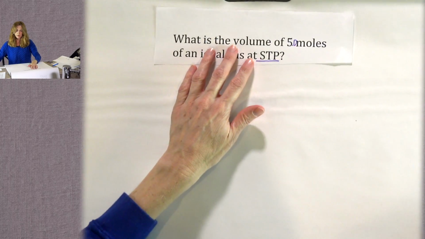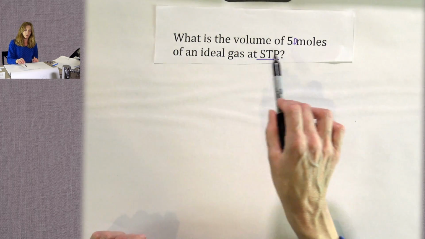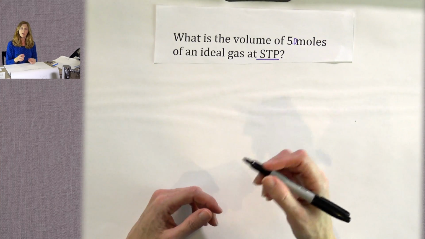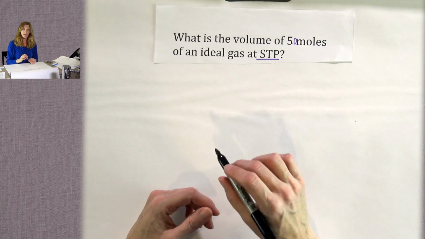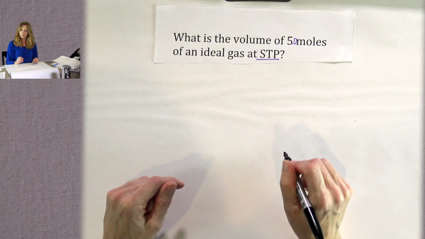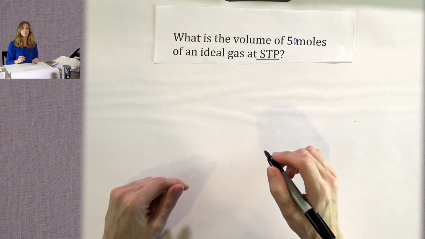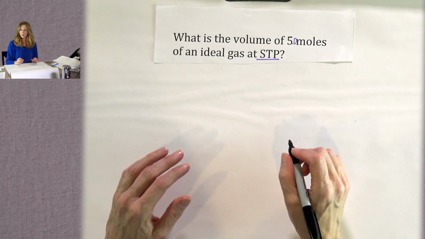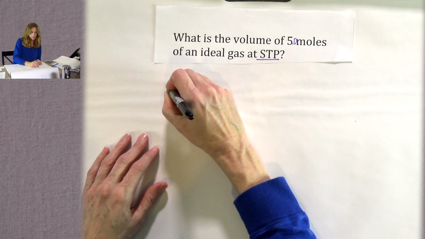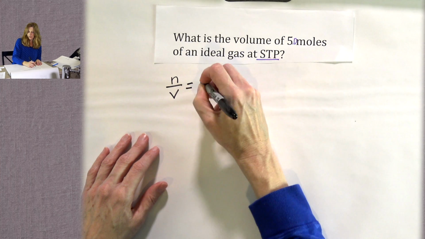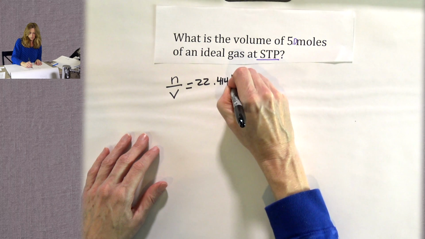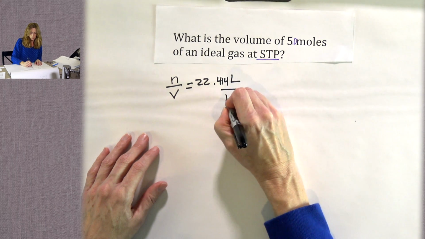Let's go back and look at our original equation. What is the volume of 5 moles of an ideal gas at STP? So we already solved this problem earlier using the ideal gas law, but I'm going to show you a shortcut where we can use the molar volume of an ideal gas to make this a little bit quicker. So the relationship of moles to volume of an ideal gas is 22.414 liters per 1 mole.